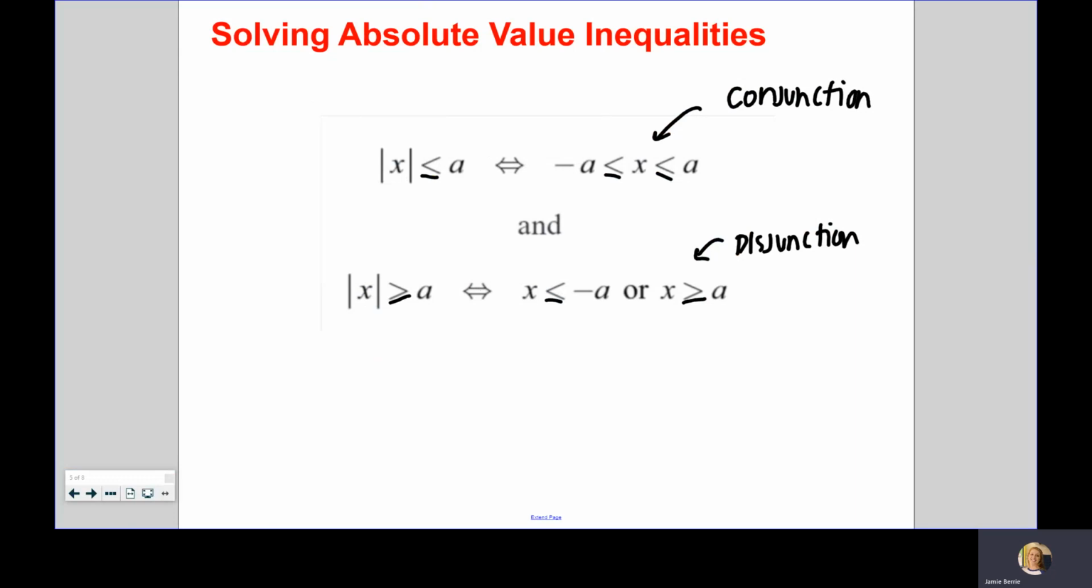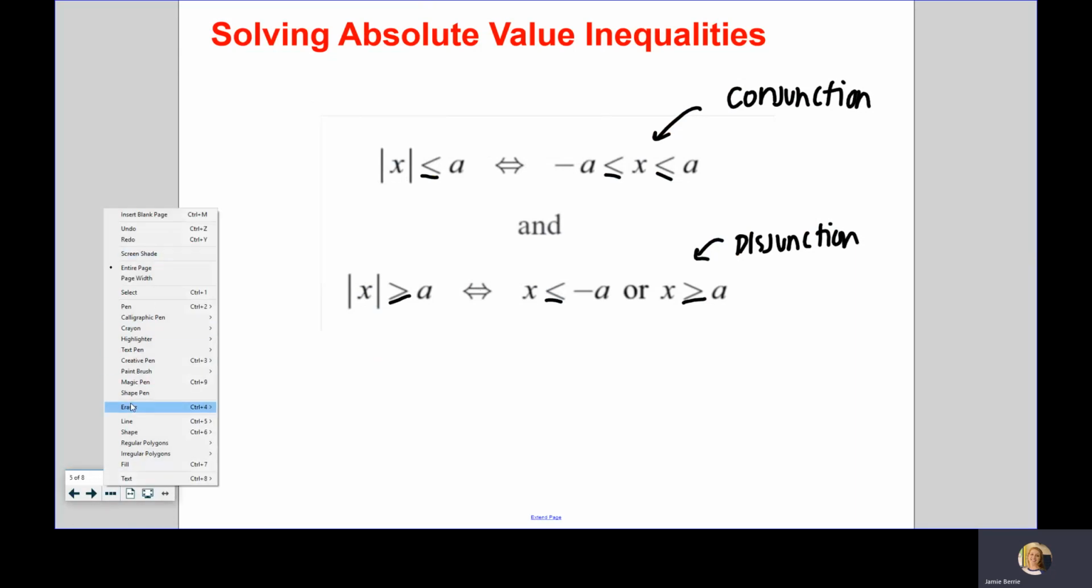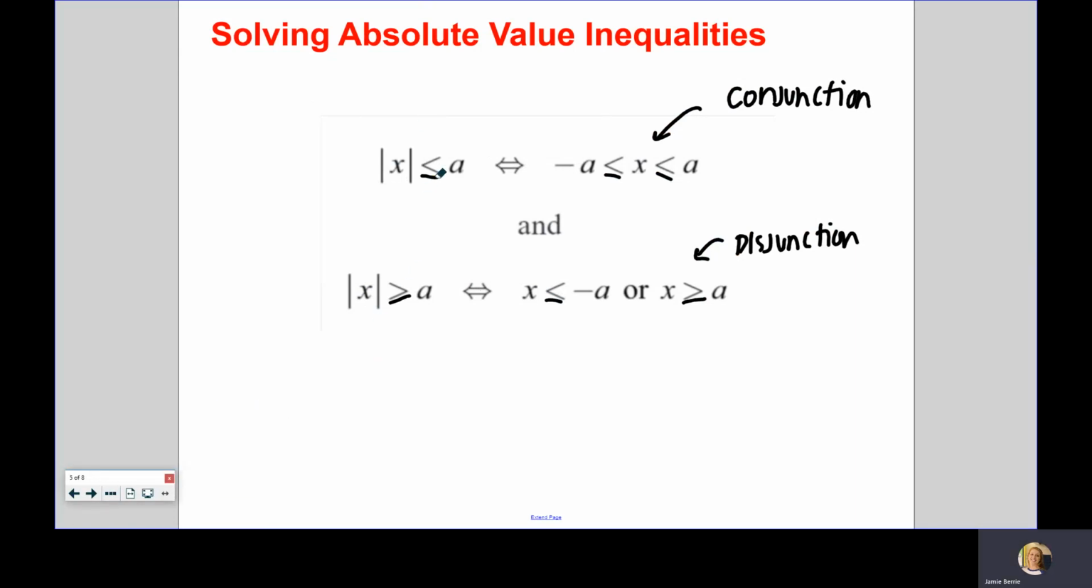So similar rules apply for the case where you have either a less than or equal to or a greater than or equal to. Okay. I'm going to copy this and then we can paste it onto the next slide.